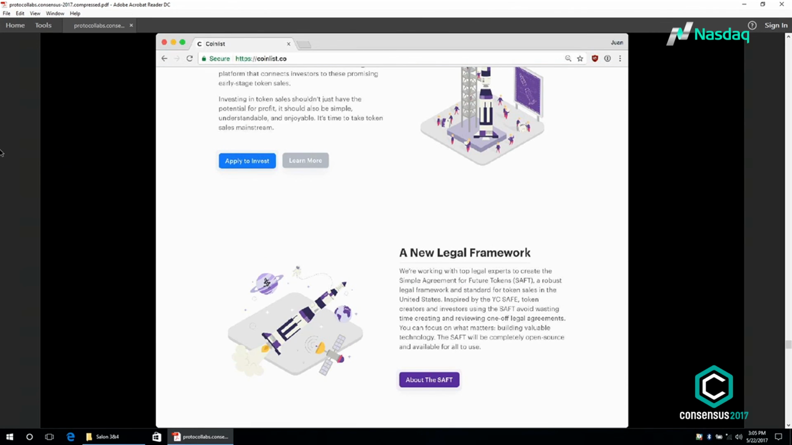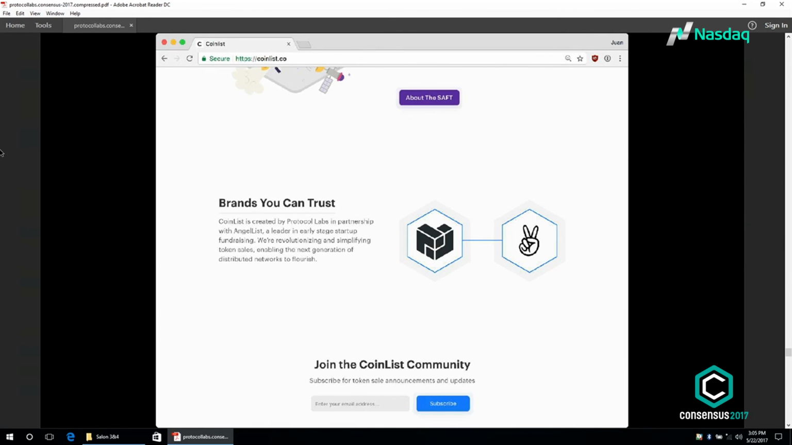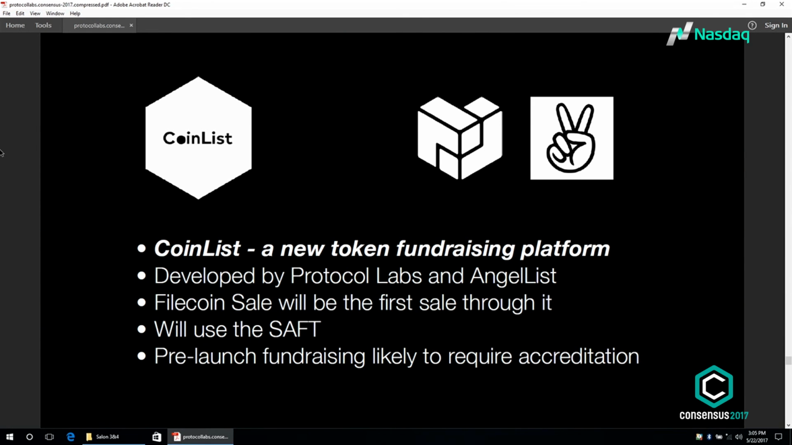So this is the site that you see right now. You can sign up for updates there at the bottom and so on. And when this Filecoin sale goes live, then you'll see a lot more to the site and how the platform actually works. And if you are running a project that you think might make sense for this, then come talk to us as well. So this is a new fundraising platform developed by Protocol Labs and AngelList. The Filecoin sale will be the first sale through it. It will use the SAFT, and it will abstract the complexity away. So it's very simple.